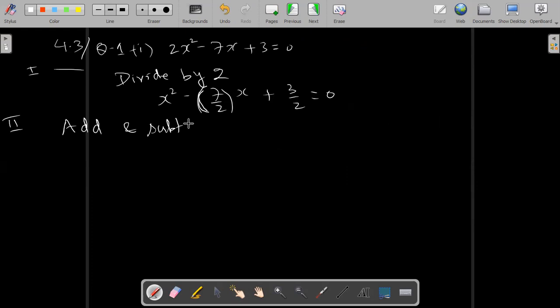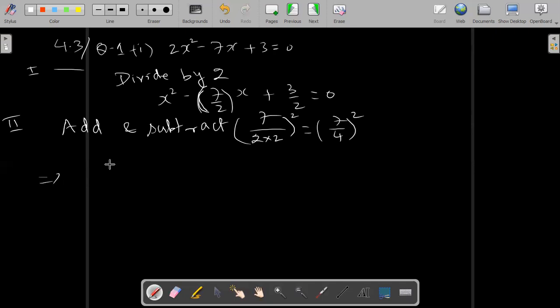Add and subtract b upon 2a, that I told you. Here a is 2, so add and subtract 7 by 2 into 2. In the denominator you write 2 square, which will be added and subtracted. You can say this is 7 by 4. Now solve: 7 by 4 whole square should be added and subtracted.